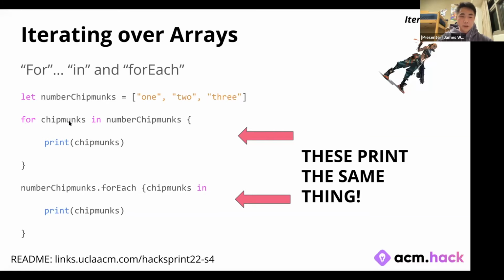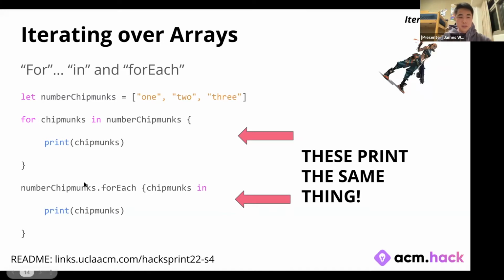You might be wondering, where did this initial chipmunks come from? Well, that's basically a variable that we create. So it doesn't need to be called chipmunks. It could be anything that you want, like squirrels. But basically this tells Swift, we're going to go over every single item in the array and then do whatever's in here. So in this case, when we run this section of code, it would print 1, 2, and then 3.